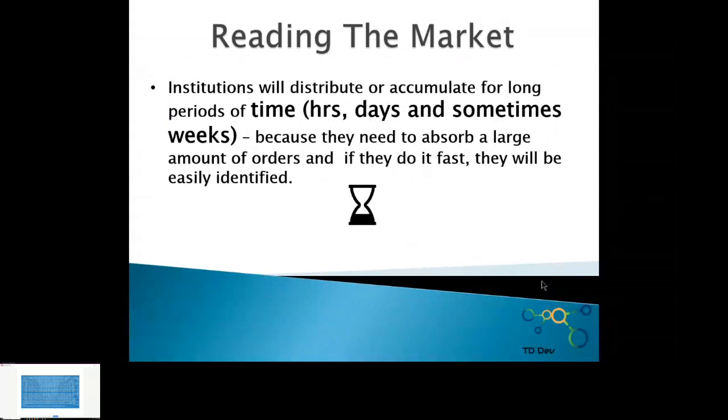Remember, institutions will distribute or accumulate for long periods of time, hours, days, sometimes weeks, because they need to absorb a large amount of orders. So if they do it fast, they will be easily identified. So you gotta be patient. So we got plenty of time to trade.